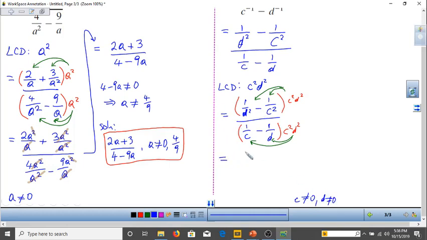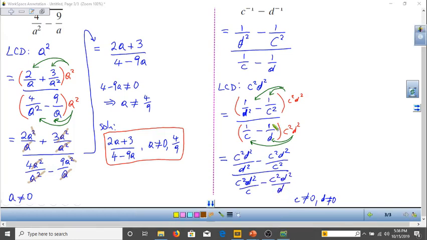So when we distribute here, we get c squared d squared over d squared minus c squared d squared over c squared, divided by c squared d squared over c minus c squared d squared over d. And now we can start canceling some stuff. The d squares here cancel, the c squares cancel, and then 1 c cancels with that, and 1 d cancels here. So let's see what we end up with as a result of this whole process.